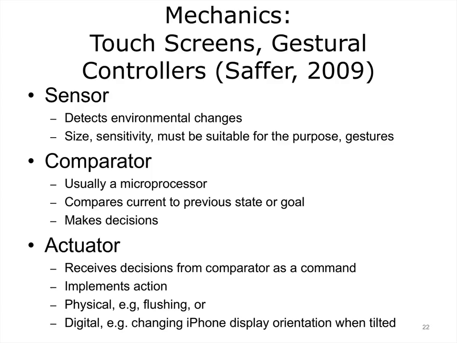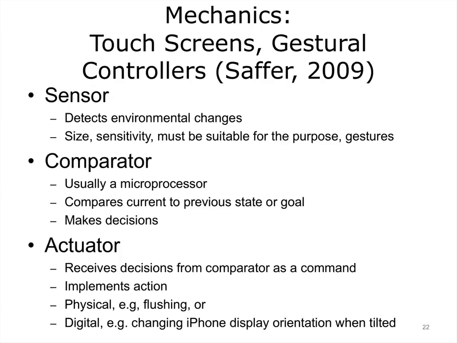All gestural interfaces have three parts: a sensor, a comparator, and an actuator, which can consist of a single physical component or multiple components. A sensor detects environmental changes and/or user actions such as a change in pressure, proximity, light, sound, tilt, motion, orientation of the device, or acceleration.